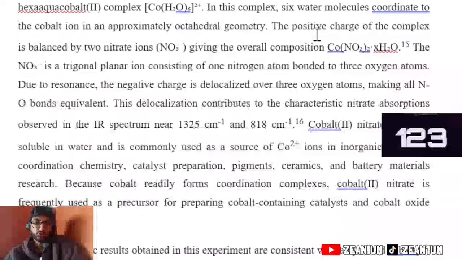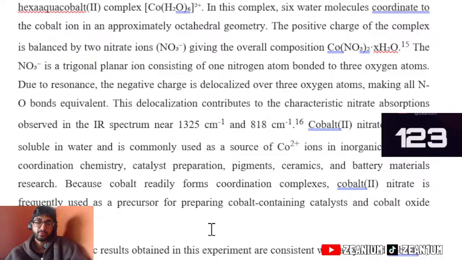In aqueous solution and in many hydrated crystalline forms, cobalt 2 exists as a hexaaqua cobalt 2 complex. In this complex, 6 water molecules coordinate to the cobalt ion in approximately octahedral geometry. The positive charge of the complex is balanced by 2 nitrate ions, giving the overall composition.